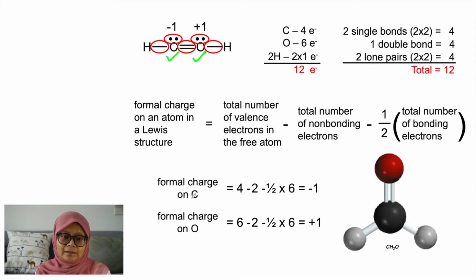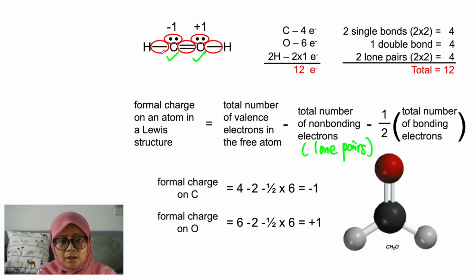So let's calculate the formal charge of the carbon. The valence electrons for carbon in a free atom is 4. For this you need to refer to the periodic table. Minus the total number of non-bonding electrons; non-bonding here refers to the lone pairs. How many lone pairs do we have in this structure? In this carbon, we have 2. So 4 minus 2, minus half of the total number of bonding electrons surrounding this carbon.